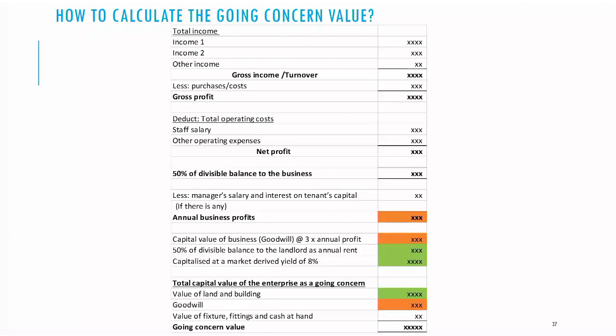Right. So this is the part of the going concern value. For the capital value of the business, we calculate goodwill at 3 times. That's normally 3 times. And 50% of the divisible balance goes to the landlord as annual rent, divided by the cap rate, and that's the property value. These two together give the capital value of the enterprise as a going concern: the value of the land and building, this green part, and goodwill, that part, and any chattels, fixtures, fittings, cash in hand, or anything. That's the going concern value.